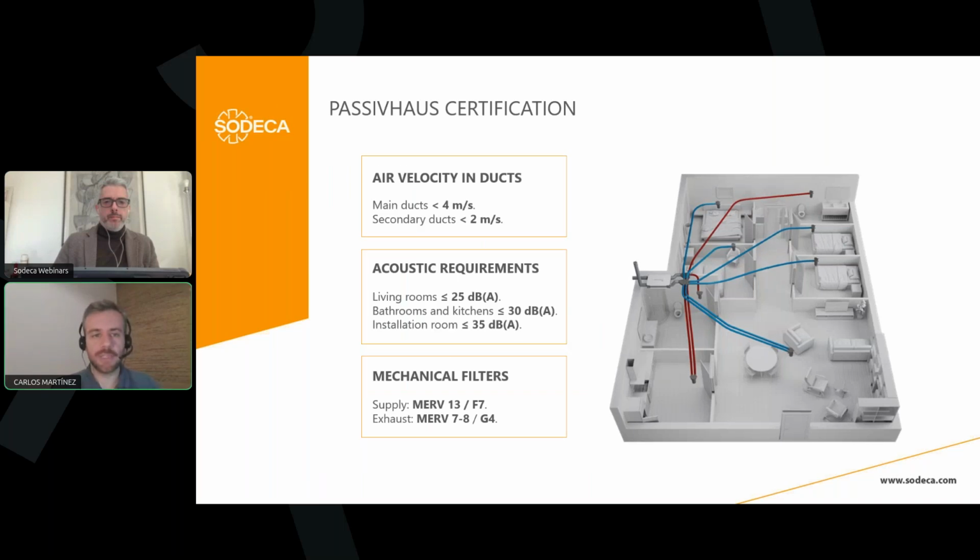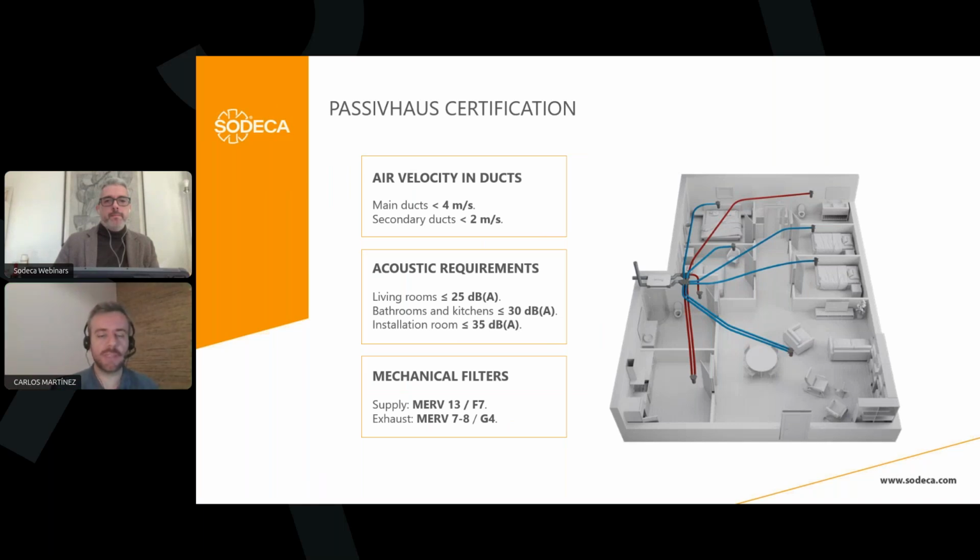Regarding the air velocity in the duct, that is really related to the next point, that is acoustic requirements. It is mandatory that in the main ducts, we don't have more velocity than 4 meters per second, and in the secondary ducts, the secondary ducts are the ones in contact with the main rooms. For example, in this picture you have here, this will be the secondary ducts and this will be the main ducts. The requirement is less than 2 meters per second, okay?